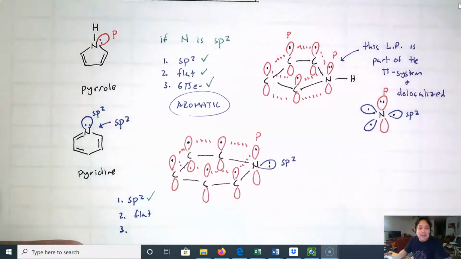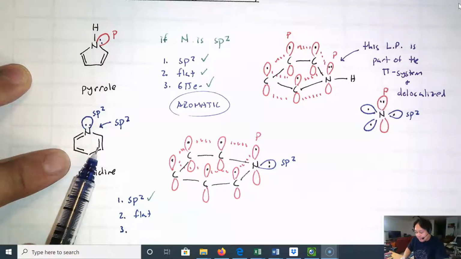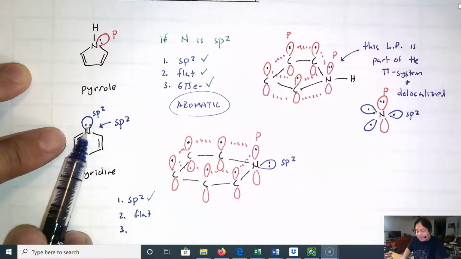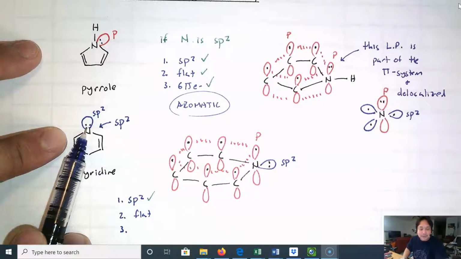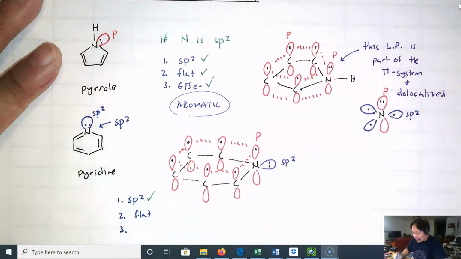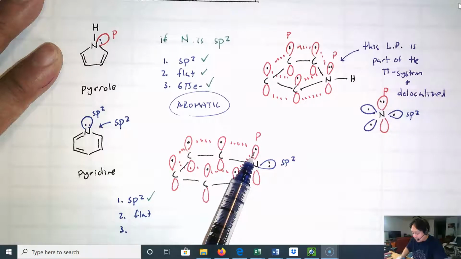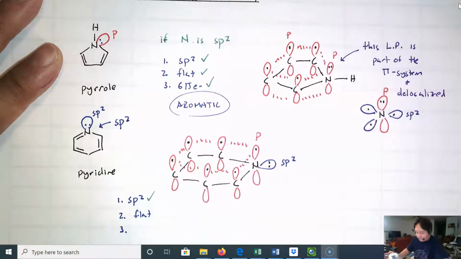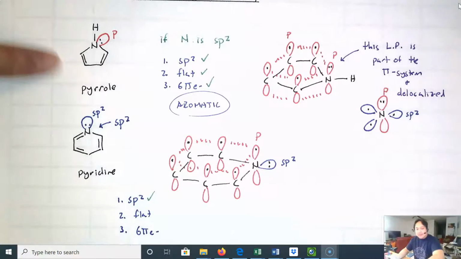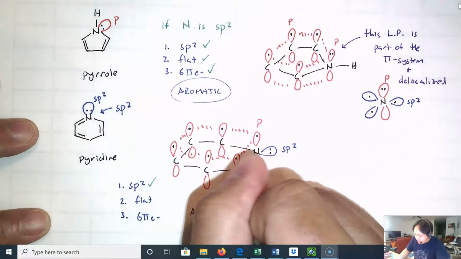Rule number 3, how many pi electrons are there? You can either look at your line structure or you can look at your cartoon. If you look at the line structure, you have 2, 4, 6, and you're not counting the lone pair because the lone pair is in an sp2 orbital. So by looking at the line drawing, I have 6 pi electrons. But look at your cartoon. Where are the black dots? Let's start here on the far left. 1, 2, 3, 4, 5, 6. Oh, 6 pi electrons too, just like we had for pyrrole. Our conclusion is that pyridine is also aromatic.